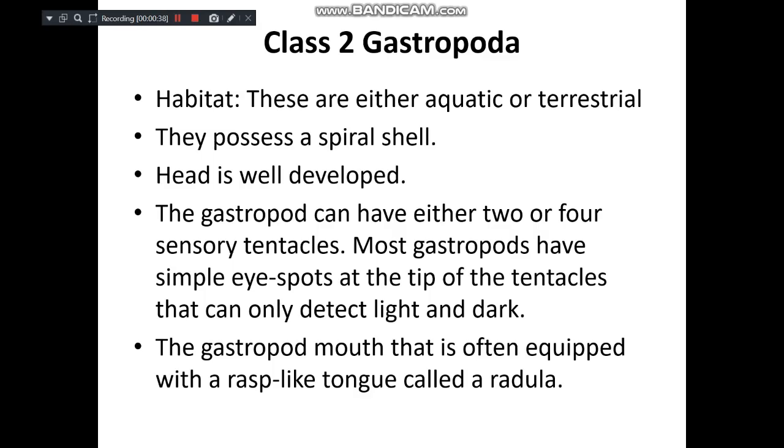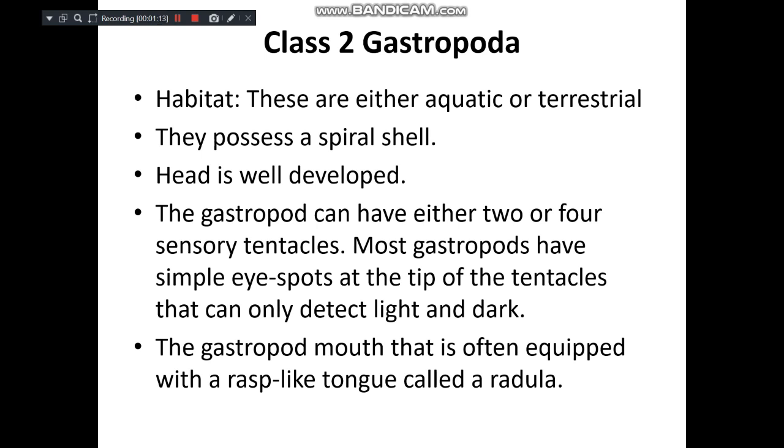The class Gastropoda is one of the largest classes in the Mollusca. The speciality of this Gastropoda is they are either aquatic or terrestrial. Most of the terrestrial molluscans that you see belong to this class Gastropoda, starting from snails and slugs, ನೀವು ಬಸವನಹುಳ ಅಂತ ಹೇಳ್ತಿರಲ್ಲ ಅದೆಲ್ಲ ಅದರಲ್ಲಿ ಸೇರ್ತಾ ಇದೆ. They are either aquatic or terrestrial.